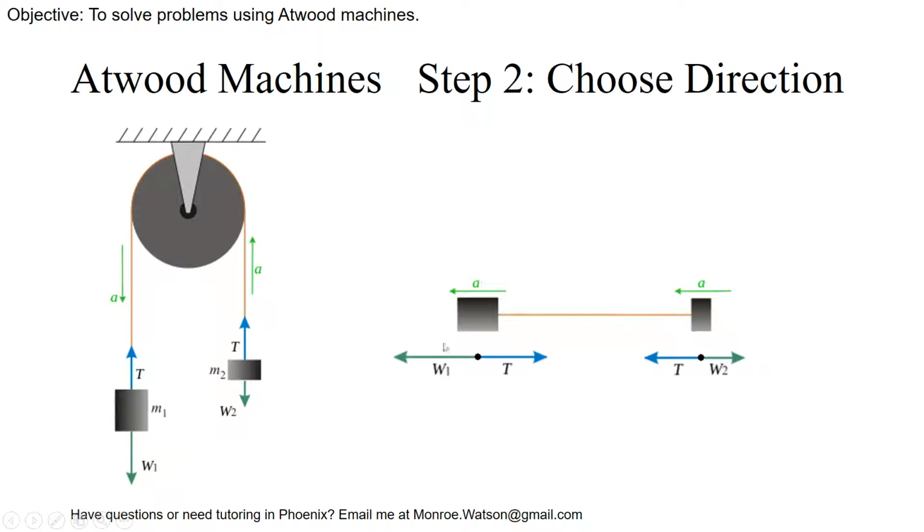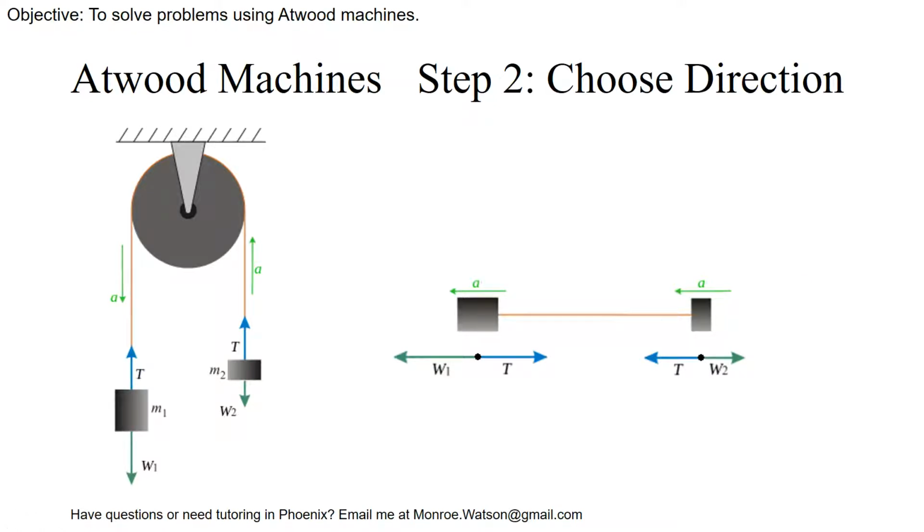So my weight is now going to be going to the left for the first one instead of down, and the tension to the right. For the second mass, my weight is going to go to the right with my tension to the left. Now I would take a couple of minutes to visualize this and see exactly how this works. In every problem, it's going to be useful for us to do it this way. Okay, so let's move on.